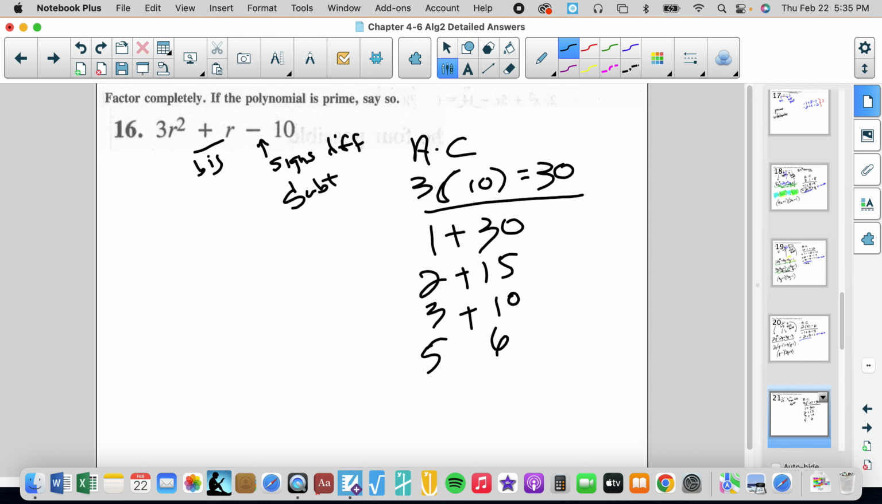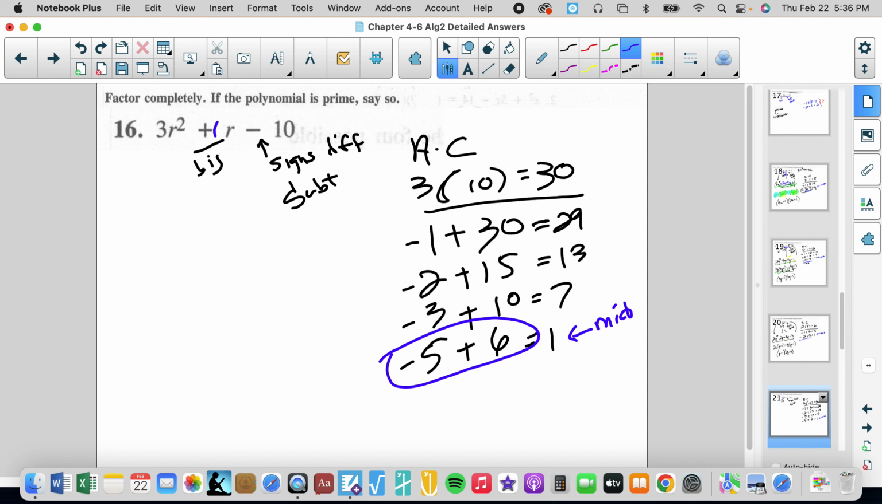Positive, positive, positive, positive, negative, negative, negative, negative. 29, 13, 7, 1. Oh, 1 again. One of these times it won't be the bottom factor pair, but that's equal to my middle. It's okay, it doesn't matter. Still going through, you're getting comfortable. 3r squared, I'm going to break my middle into minus 5r plus 6r minus 10.